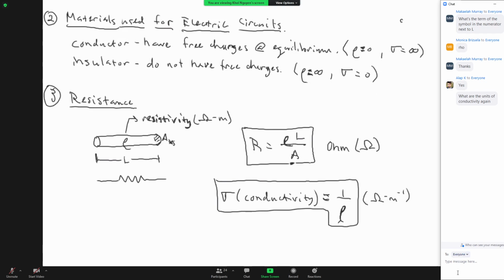The units of conductivity is inverse ohm meters, 1/ohm meters. Sigma is the symbol for conductivity, is equal to 1/rho, and ohm meters inverse. So 1/ohm meters. It's literally just 1 divided by the resistivity.